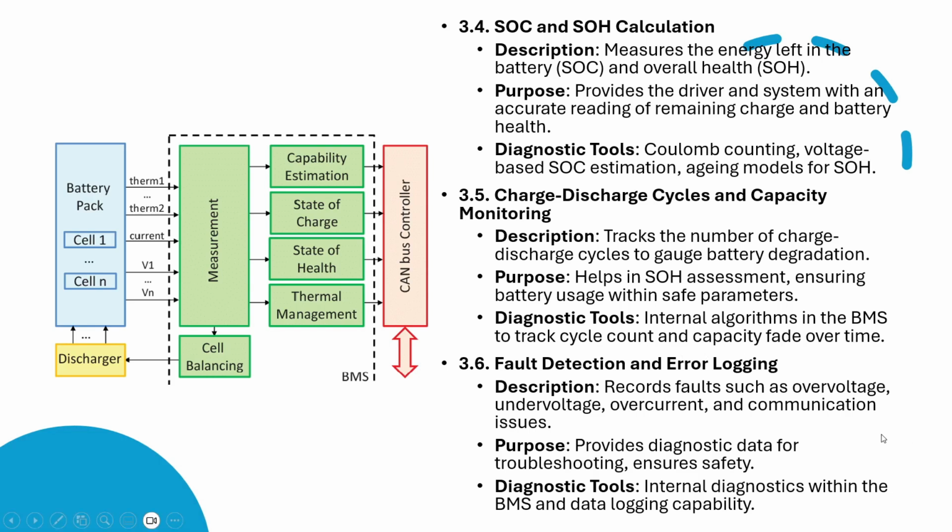Fault detection and error logging is another job done by the BMS. It records faults such as over voltage, under voltage, over current, and any communication fault. The purpose is to provide diagnostic data for troubleshooting and to ensure safety. The tool used for this purpose is the internal diagnostic software within the BMS with data logging capability.